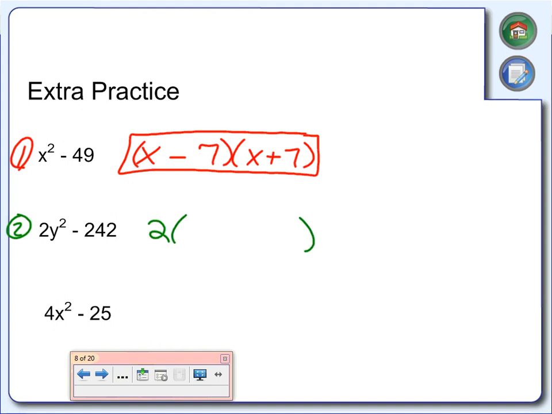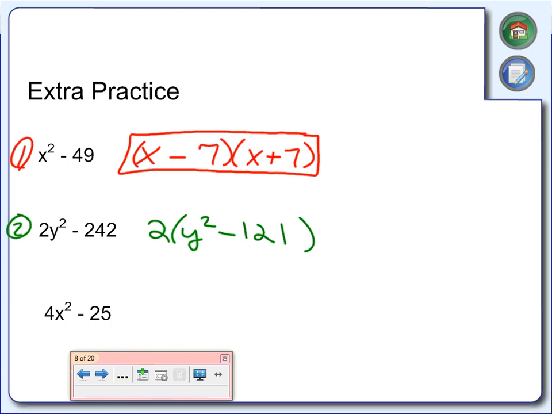Let's figure out what goes in the parentheses now. 2 times what will give me 2y squared? Y squared. 2 times what will give me a negative 242? If you don't know, put it in your calculator. 2 times what will give me a negative 242. Negative 121.